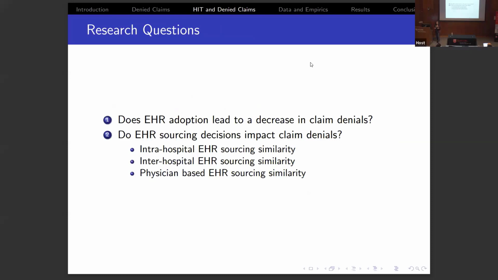We first look into the effects of EHR adoption on claim denial rates. And then for this EHR adoption, we go into the vendor sourcing decision within the hospital, across hospitals, as well as for physicians that work in multiple locations. We define them as peer hospitals and see what happens to their claims denial process.